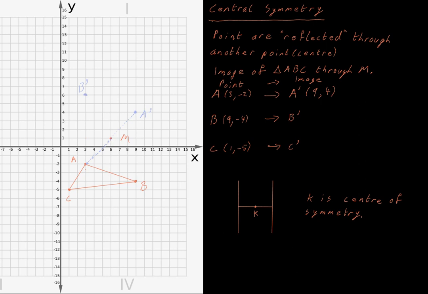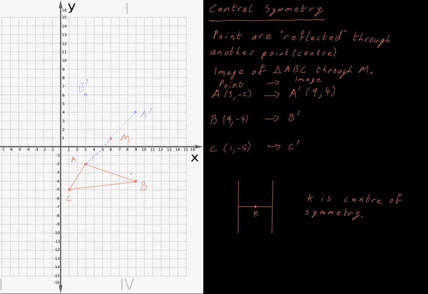From M, we want to go in the same direction and the same distance. So if we go 1, 2, 3 in the -x direction, then 1, 2, 3, 4, 5 up again, we end up at our image of B if we're reflecting through M.